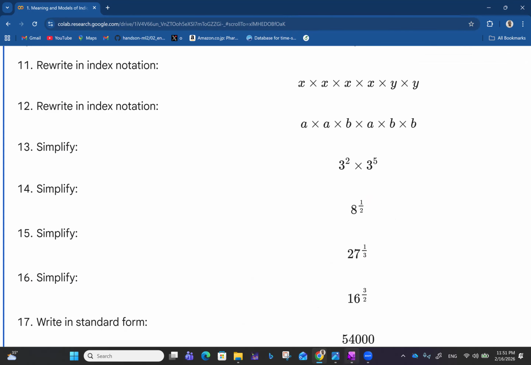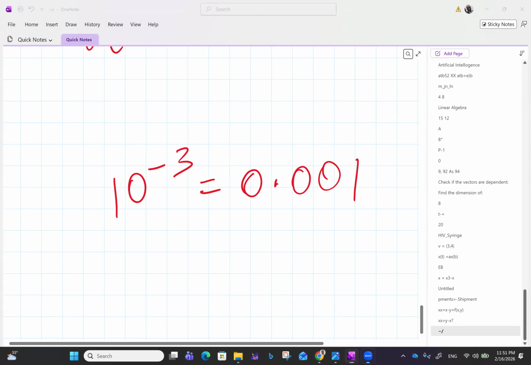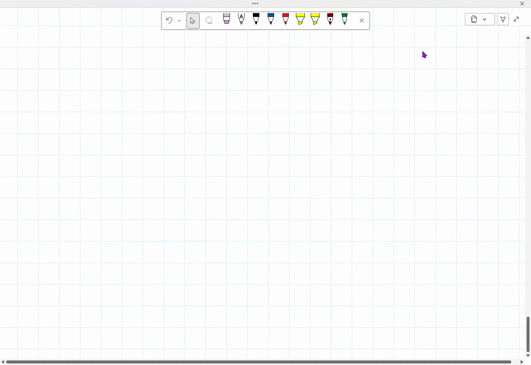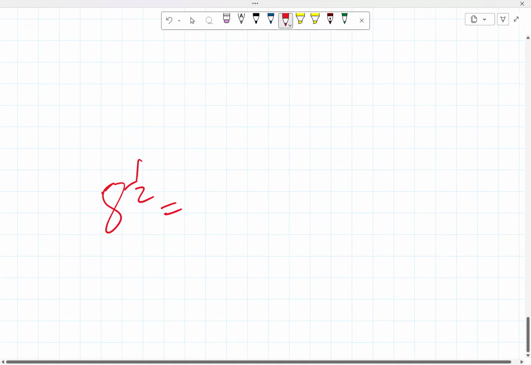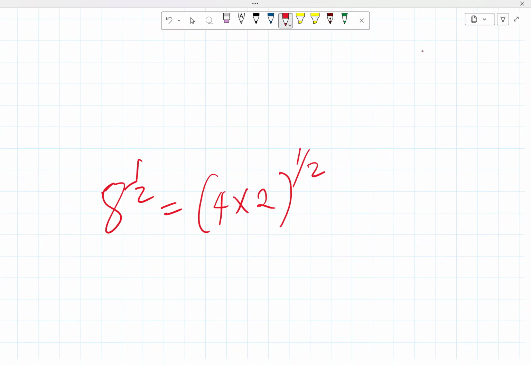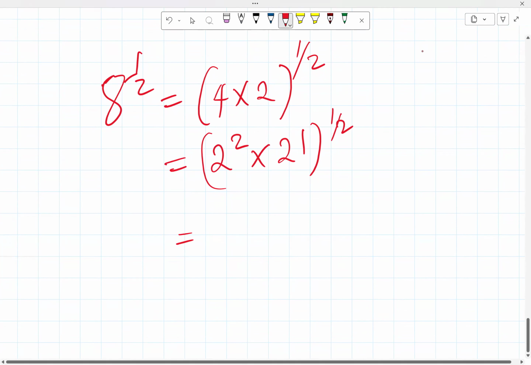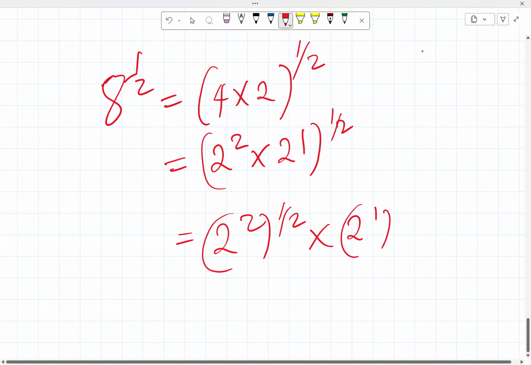Maybe I should do that again. 8 raised power half, right? That's the same thing as 4 times 2 raised power half. That means you have 2 raised power 2 times 2 raised power 1 raised power half. As you're going to see later, we can actually split this up as 2 raised power 2 raised power half times 2 raised power 1 raised power half.